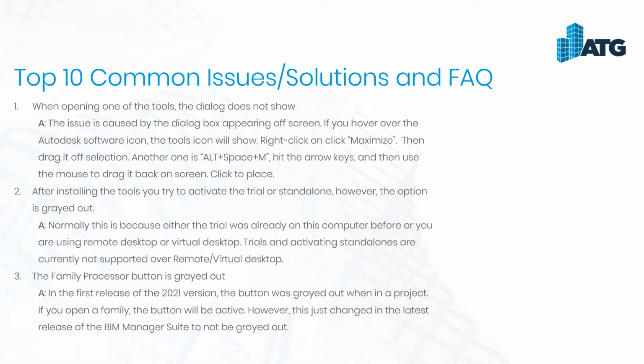The other way is you can do Alt plus space plus M. This will activate the move functionality where you can then move the window around. And to do this, you do again the Alt plus space plus M. Then you use the arrow keys on your Windows keyboard.